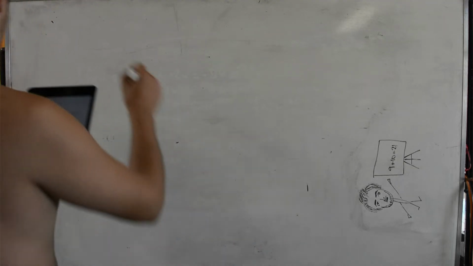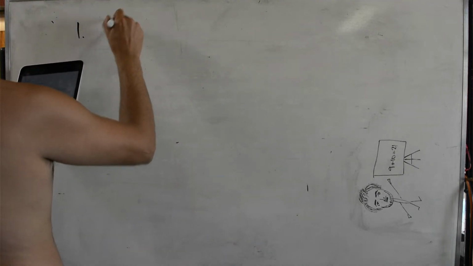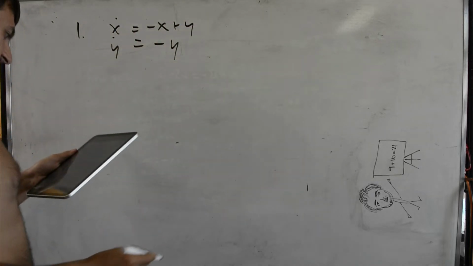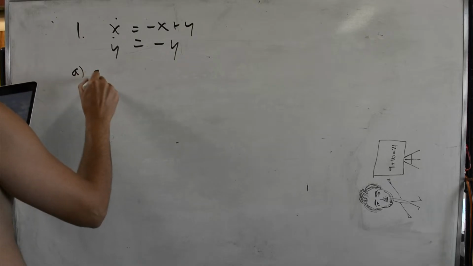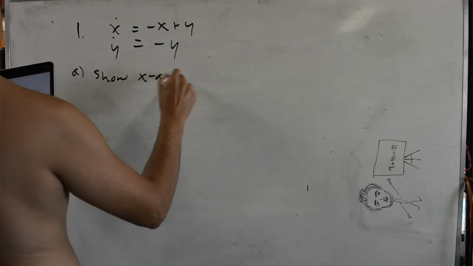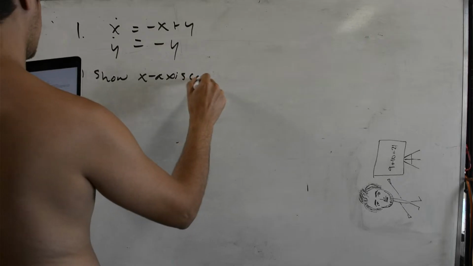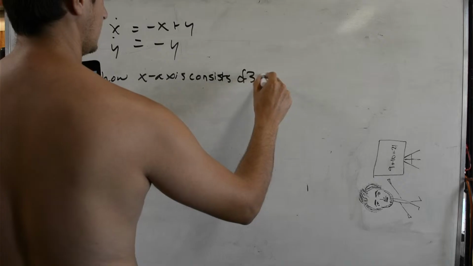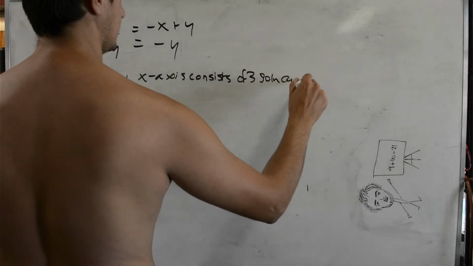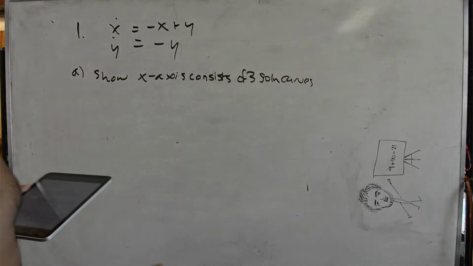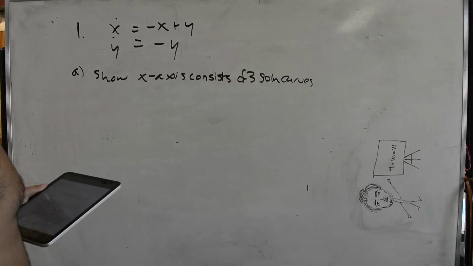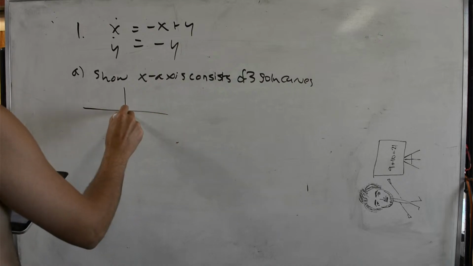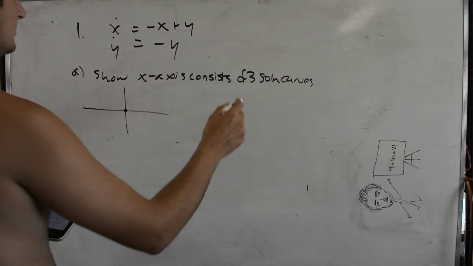All right, problem 1. Consider x dot equals minus x plus y and y dot equals minus y. It says show the x-axis consists of 3 solution curves. I don't even know what that means. I think what that means is you have the equilibrium, you have three solutions basically on this plane.